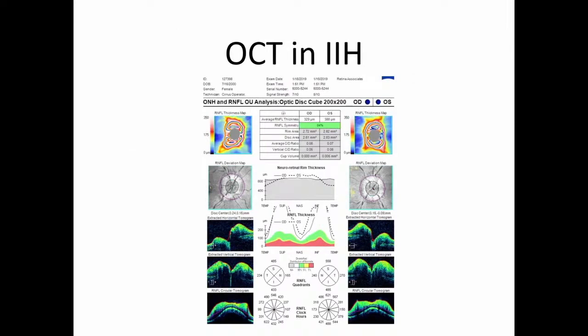This is a patient with idiopathic intracranial hypertension, and you can see there's disc edema and a thickening of the nerve fiber layer. You can even see in the transverse OCT scan that there is a bilateral humped, dome-shaped elevation of the optic nerve.